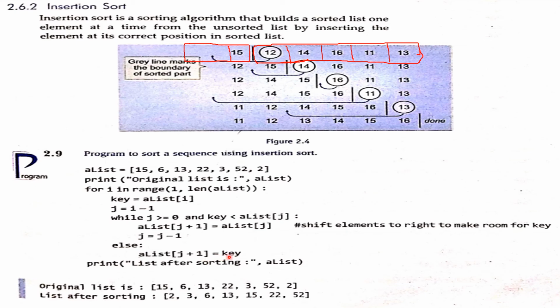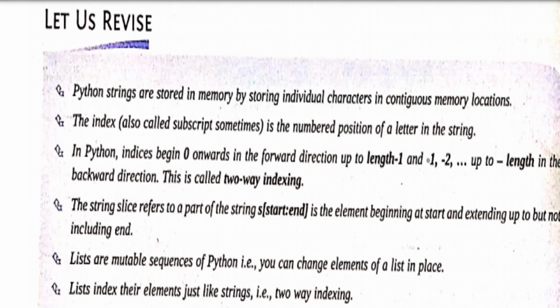So at the j plus 1 position, the value which we have kept in the temporary variable, the key variable, will be put. That is, it will be put in the sorted list. Then if you print here, the sorted list is 2, 3, 6, 13, 15, 22 and 52. So my dear students, we have completed our insertion sort. Now we will revise the whole chapter.